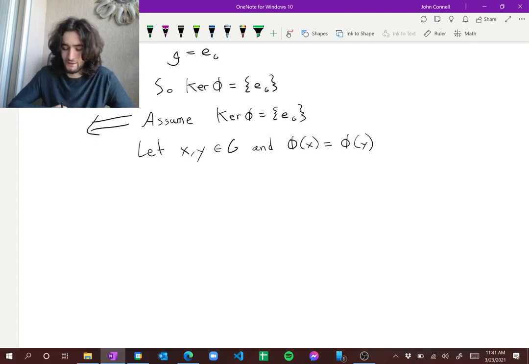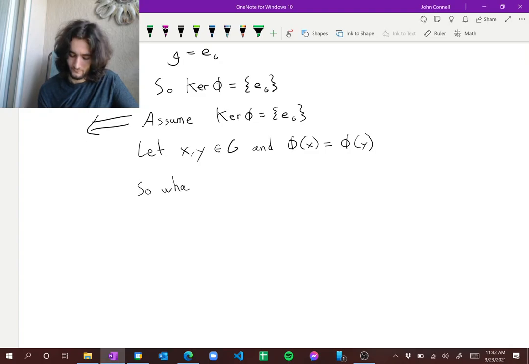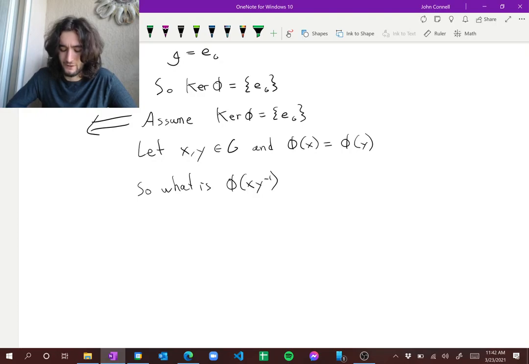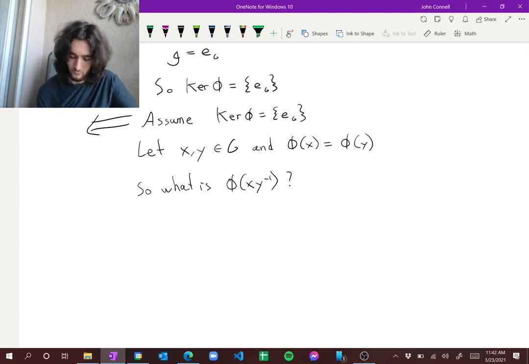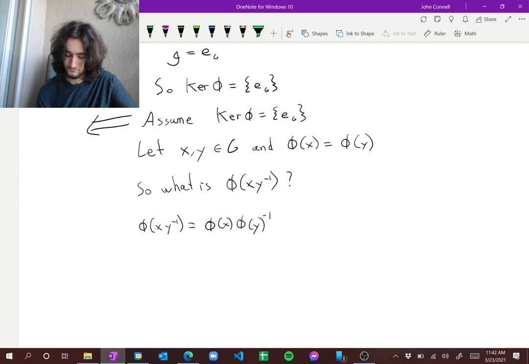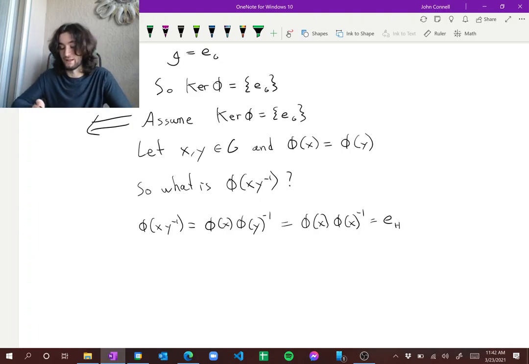The trick is to consider x y inverse under phi. That might seem like a weird thing to choose, but check it out. We know that phi of x y inverse, because homomorphisms respect the operation, we can distribute that over the multiplication like this. And then we can even pull out the inverse as well. And then what do we know about phi of x and phi of y? They're equal. So this phi of y, I can replace with phi of x. And so that's something times its inverse, and so that's the identity. And of course it's the identity in H, because once you've done the phi, now you're over in H, not in G anymore.